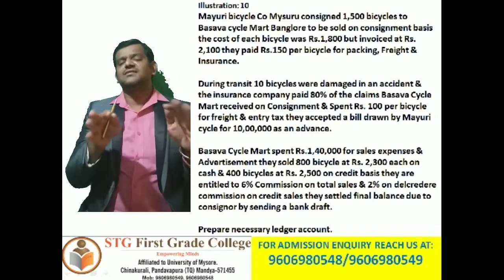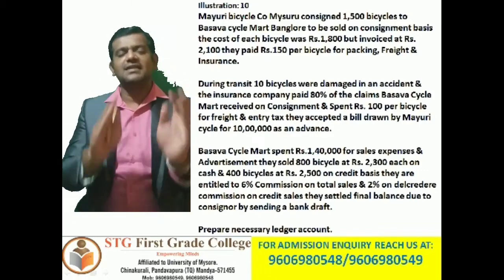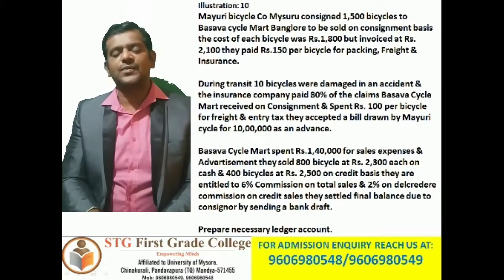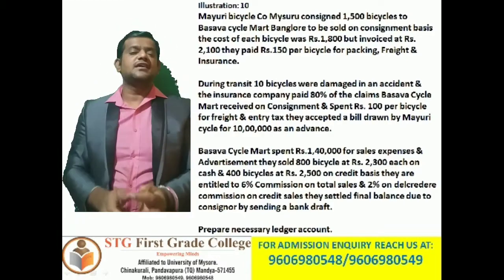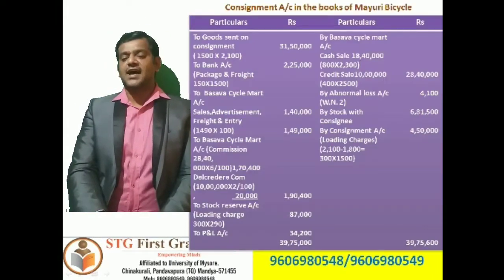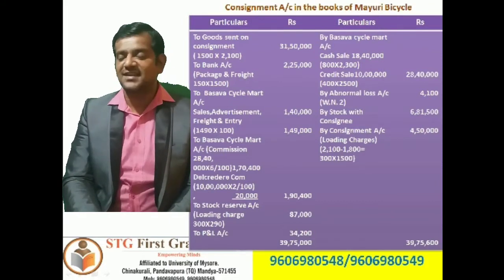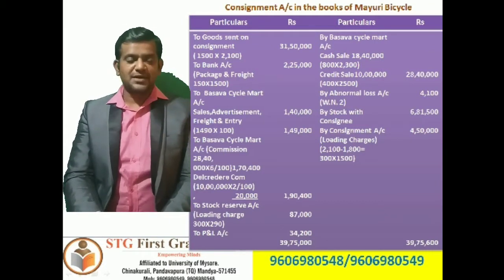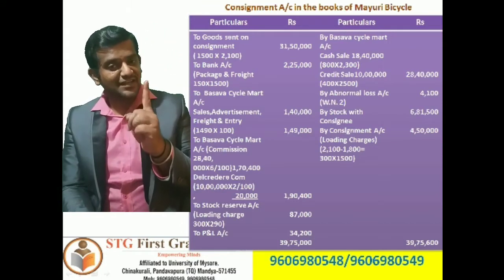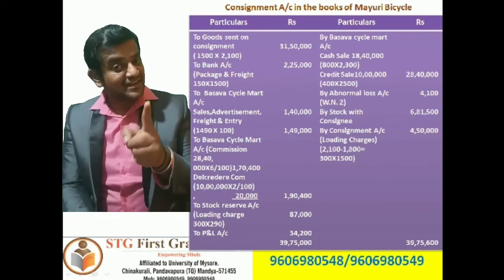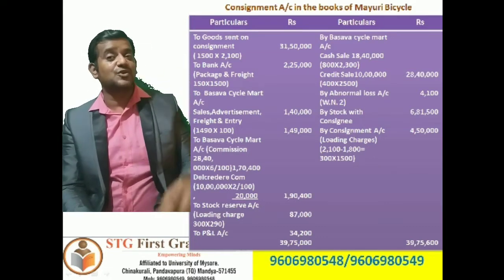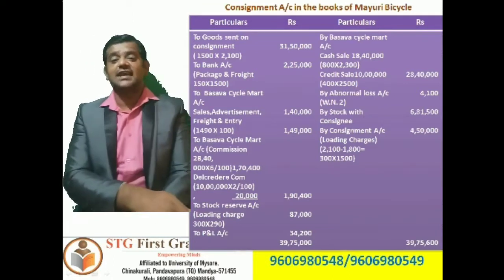So the problem is simple, easy. As usual, what we have done so far, the same kind of problem I have come up with here. So let us move towards the solution. Open consignment account in the books of Mayuri Bicycle, Mysuru. Particulars, rupees, particulars, rupees. Obviously the first item we always consider on the debit side is to goods sent on consignment.